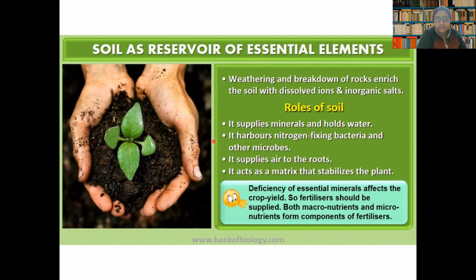Apart from that, it is porous. The texture of soil is porous. So although the plant is embedded in soil and cannot be uprooted easily, the porosity of soil makes sure that the root cells also can breathe. There is a supply of air.